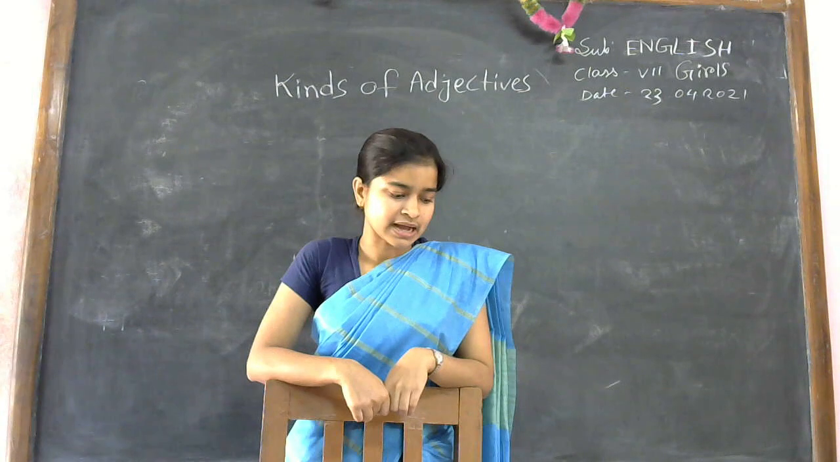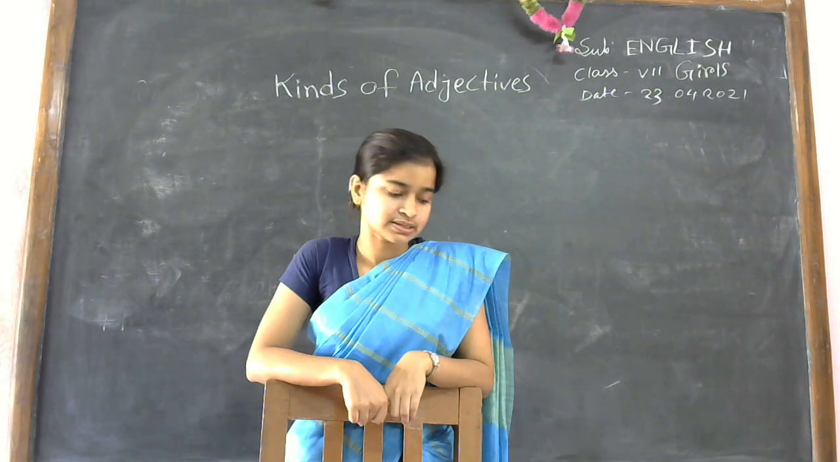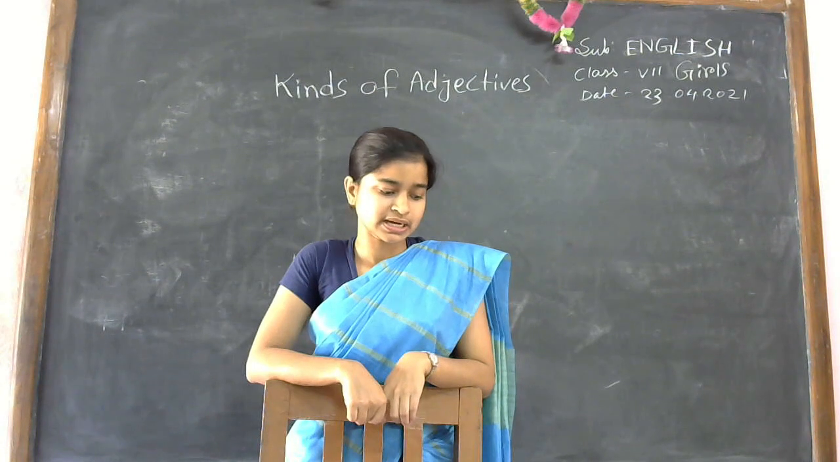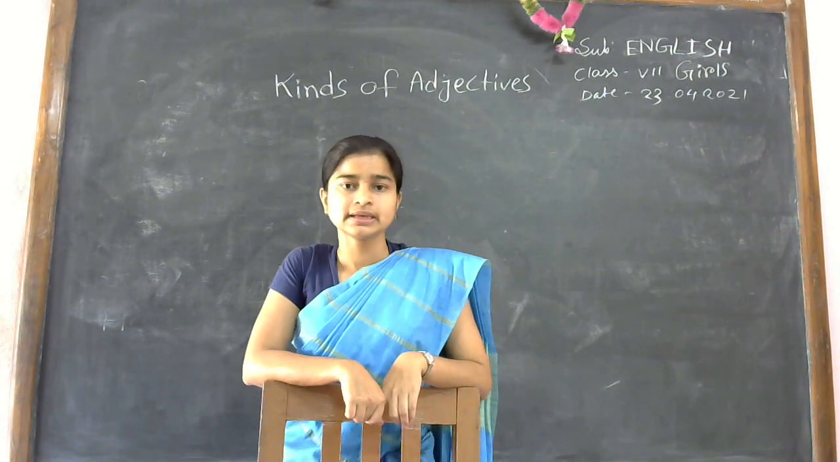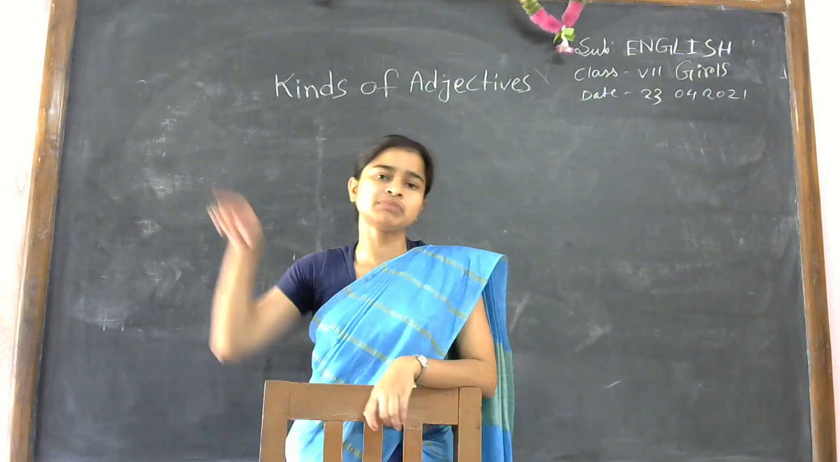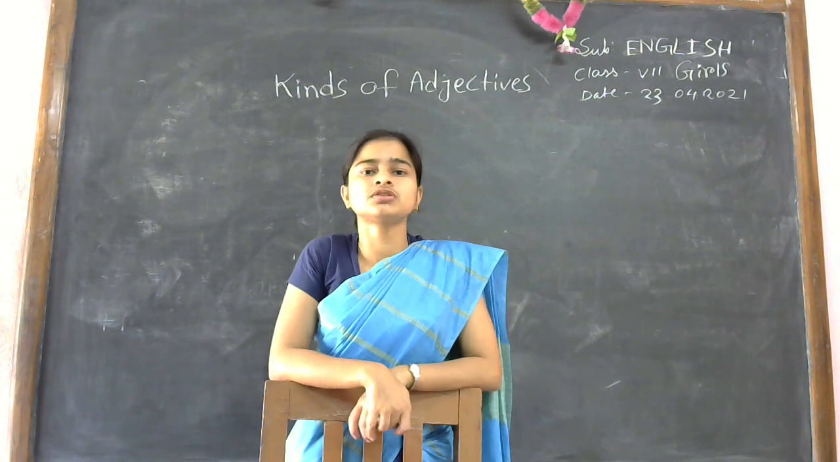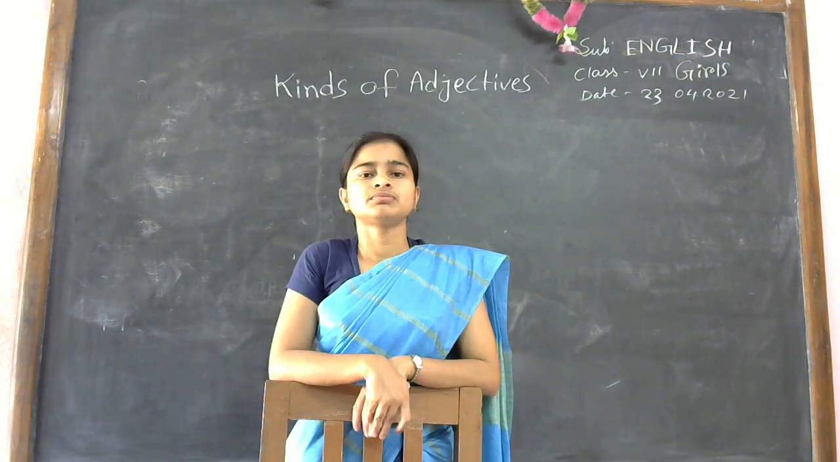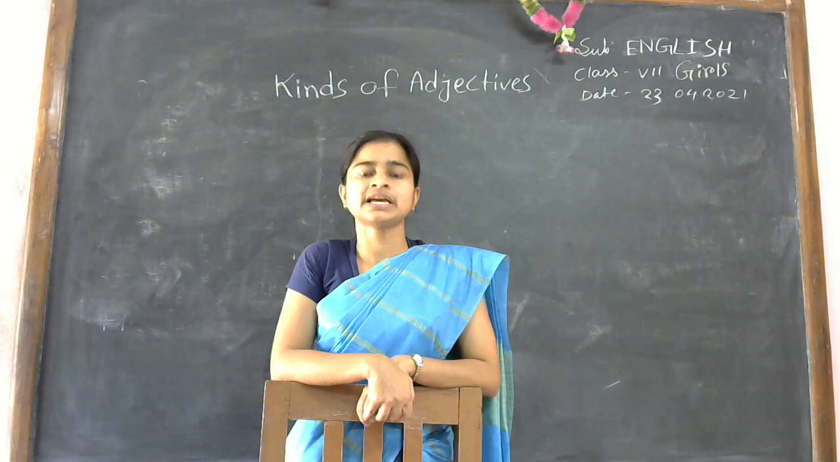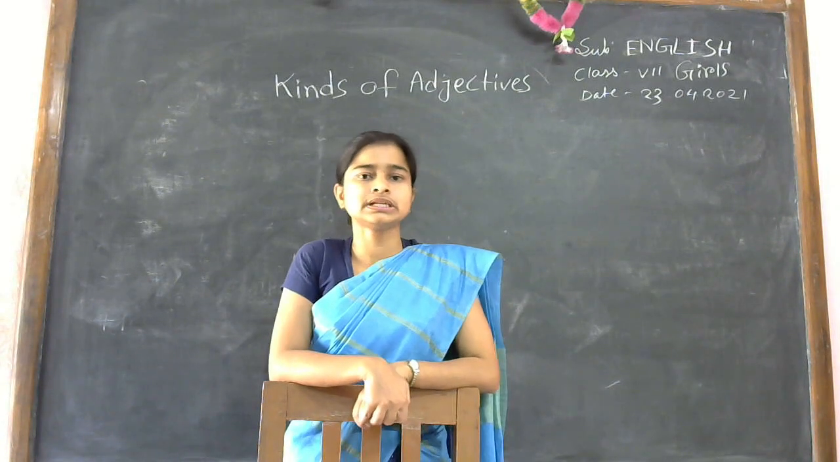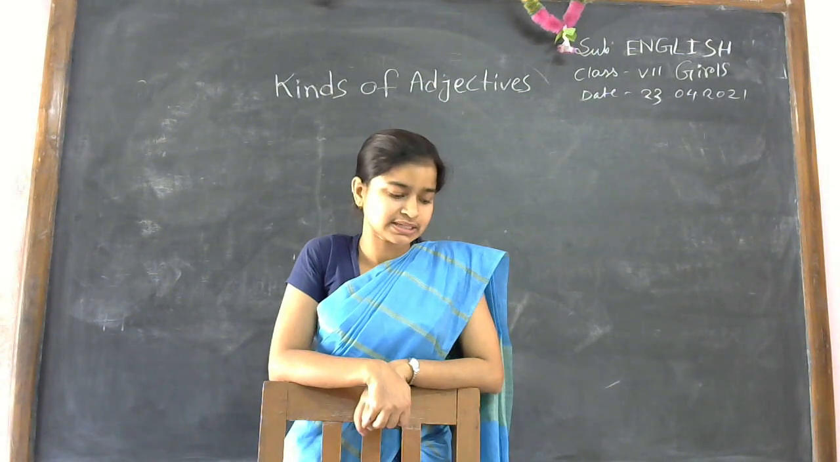Another examples are that boy is industrious, or yonder fort once belonged to Shivaji. Here yonder fort, yonder is also a demonstrative. Yonder means far away. So it is also describing the direction or the indication of the fort. So it is also a demonstrative adjective.